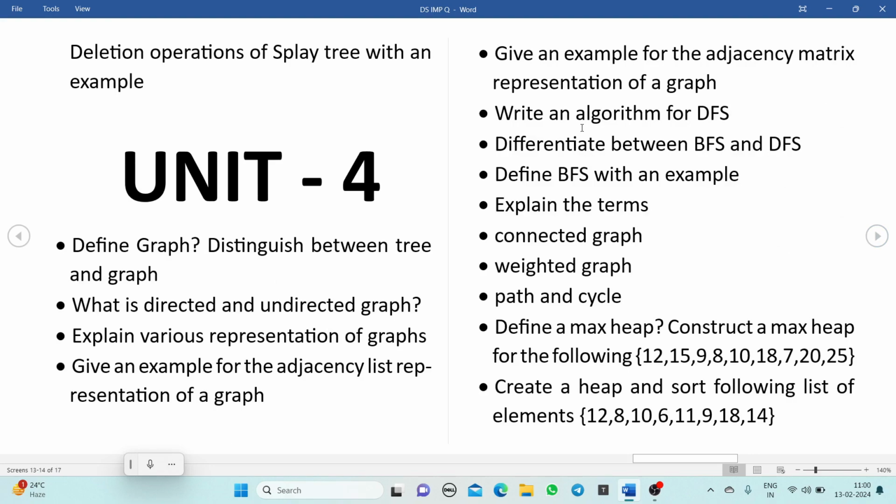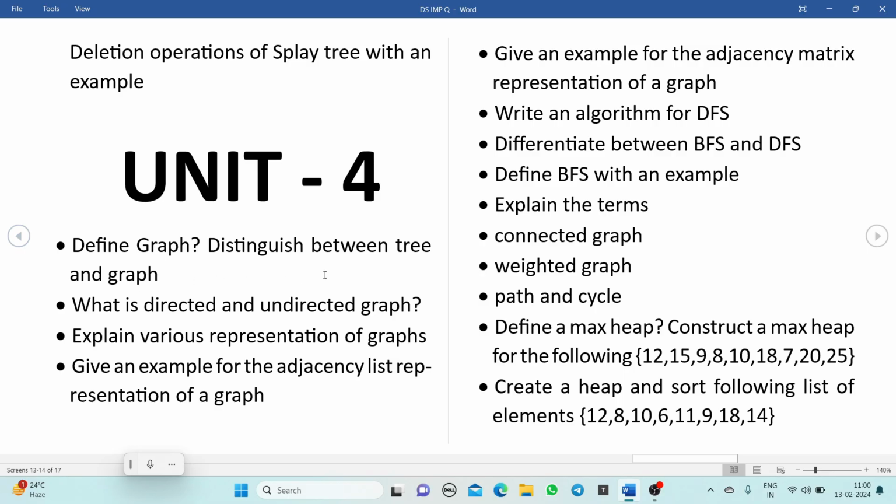And then unit 4, we are having the graphs part, and the second part is sorting. So from graphs we are having graph implementation methods and graph traversal methods. So one question you can expect from the graph. So prepare this graphs part from unit 4.